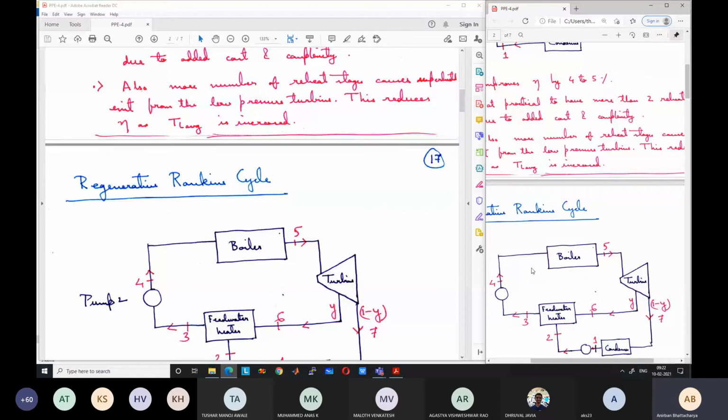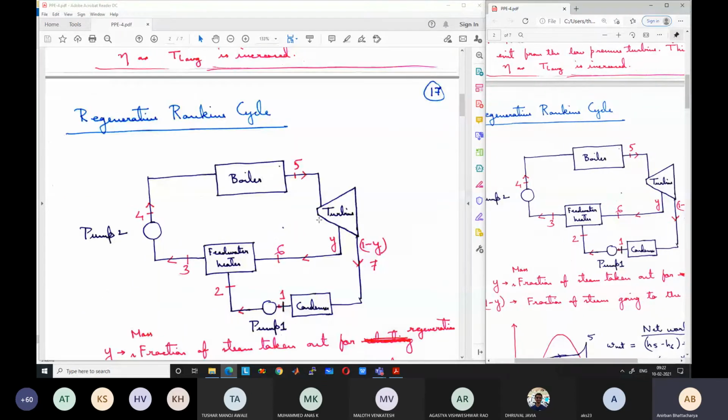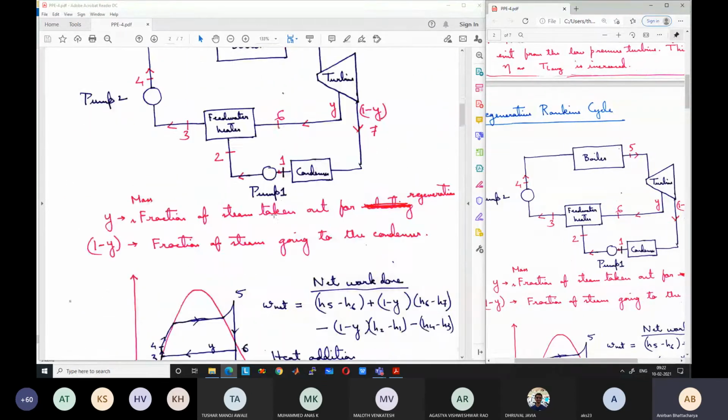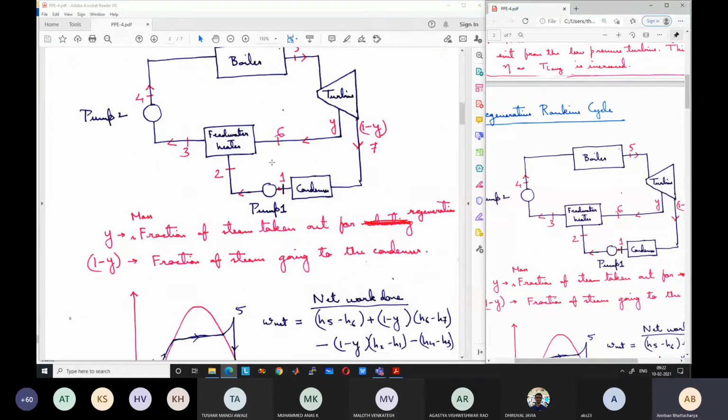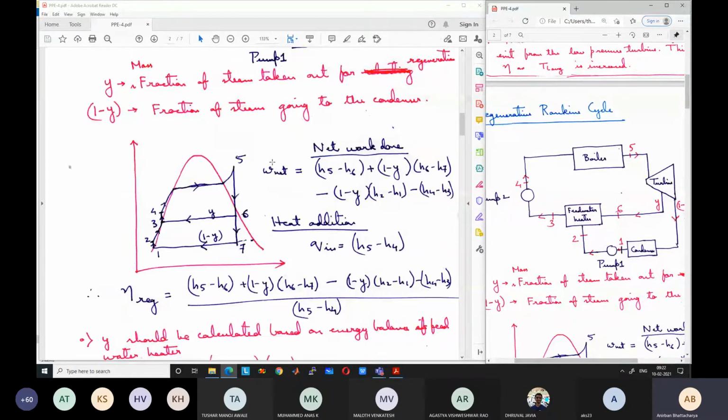So in regenerative Rankine cycle, the main idea is to reduce the heat addition in the boiler. How is this done? How is the heat addition in the boiler reduced? Instead of passing the compressed water from state 2 directly to the boiler, it is heated up to a certain extent by taking out some amount of steam from the turbine itself.